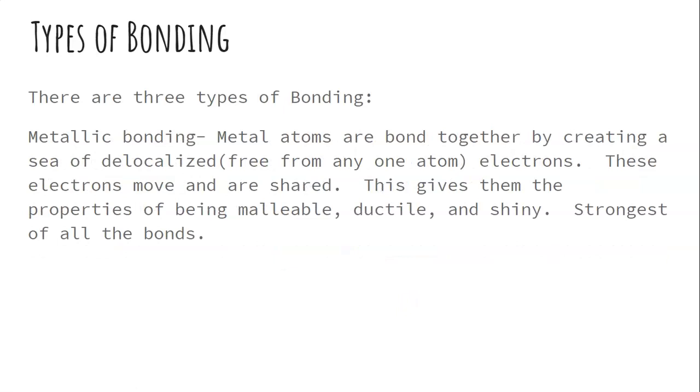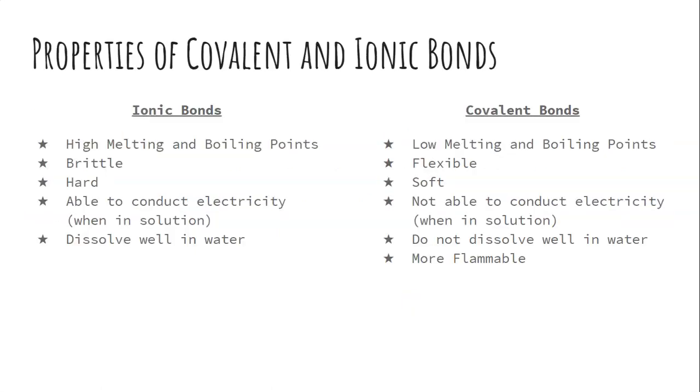And then you have metallic bonding, which is metal atoms bound together by creating a sea of delocalized electrons, free from one another. They are moved and shared. This gives them certain properties, which we're going to talk about in another video, and they're the strongest of the bonds. So, some properties between covalent and ionic.